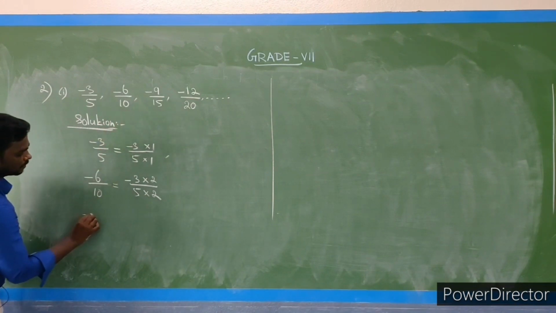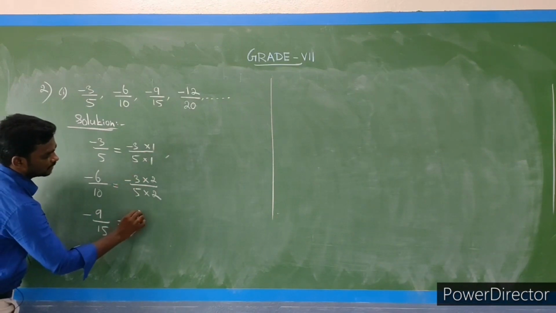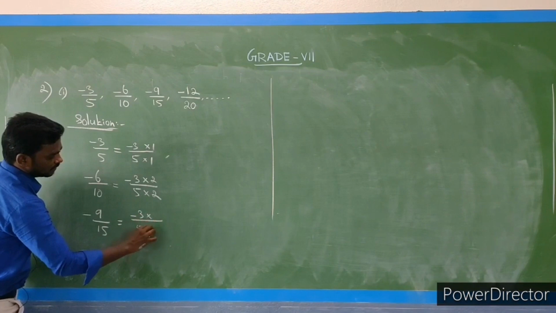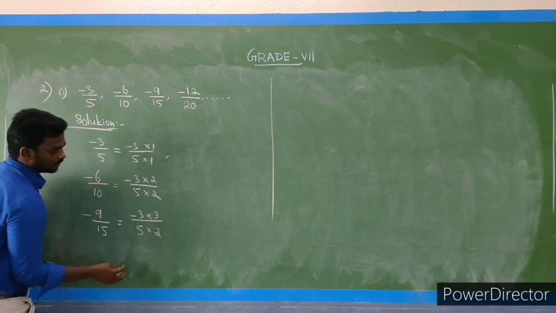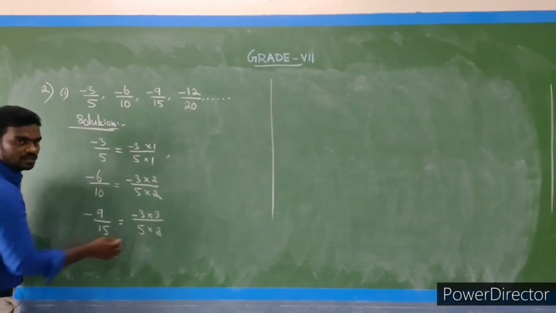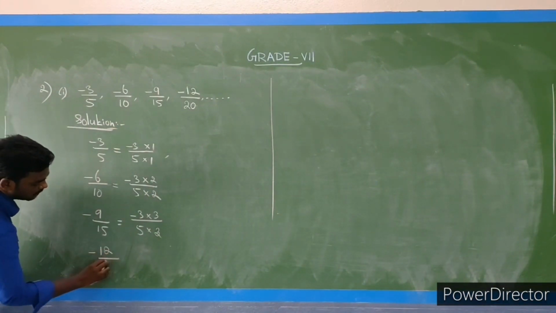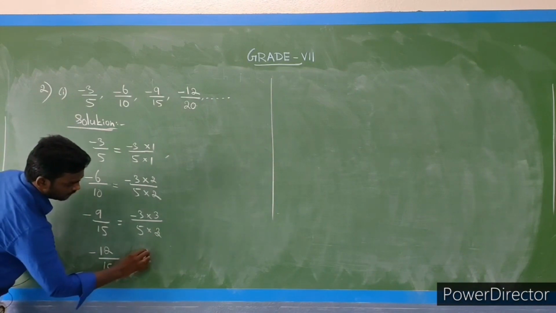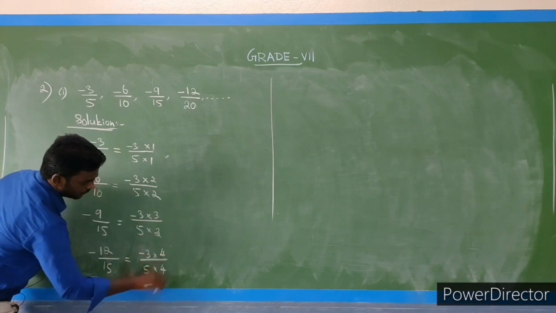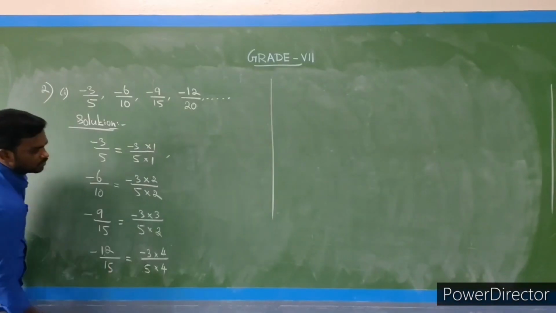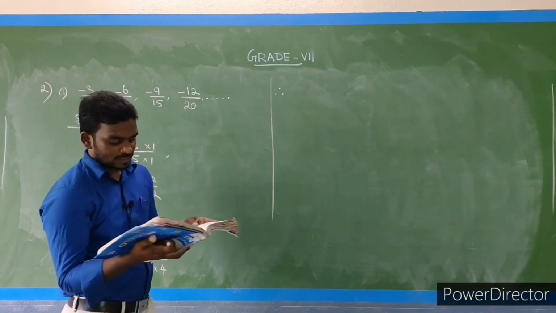Next, minus 9 by 15. Minus 9 by 15 is minus 3 by 5 multiplied by 3 by 3. So minus 3 threes are minus 9, 5 threes are 15. Next, minus 12 by 20. Minus 12 by 20 is minus 3 by 5 multiplied by, what is the next number? 4. So minus 3 fours are minus 12 and 5 fours are 20. Therefore, what is your question? Write 4 more rational numbers in each of the following patterns.